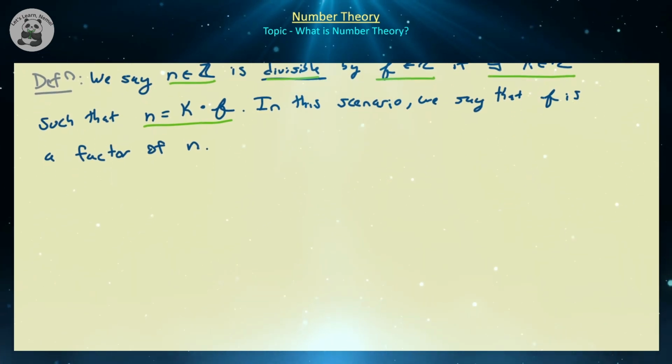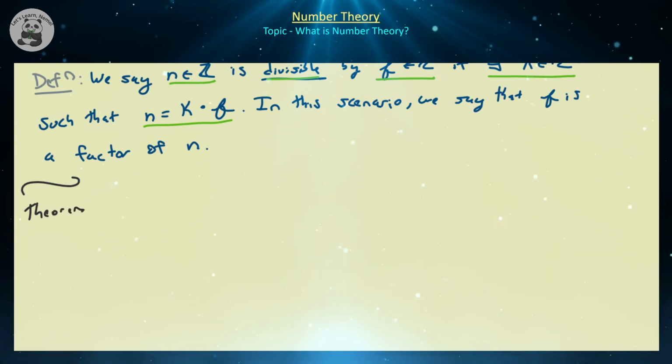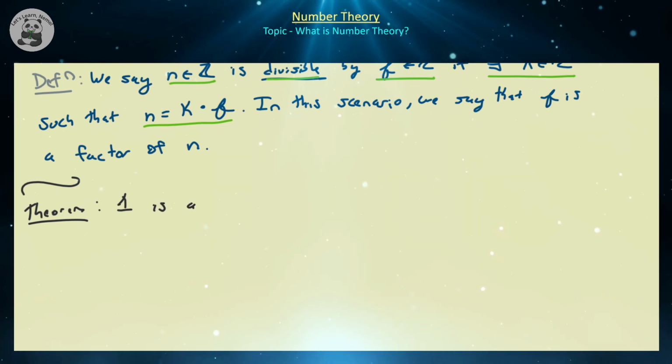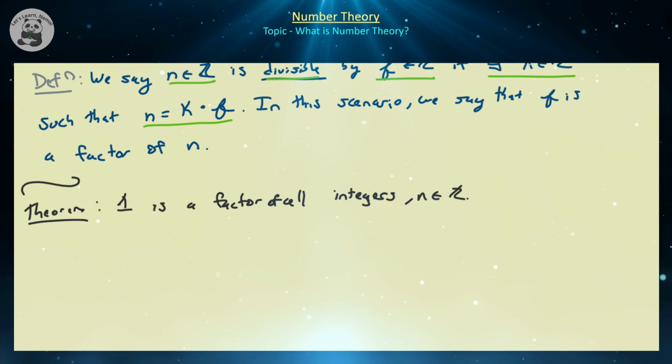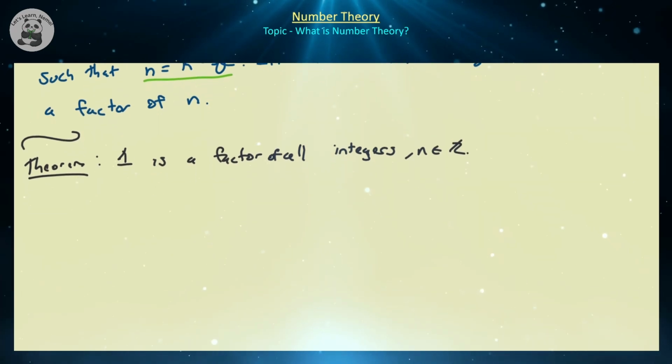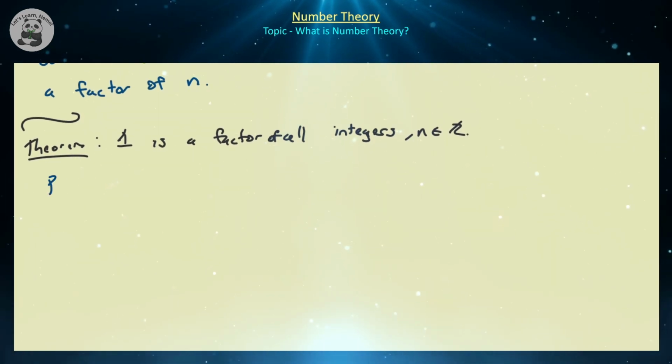So let's see if we can work out a couple important or basic theorems associated to divisibility. In particular, 1 is a factor of all integers in Z. So, how can we prove that 1 is a factor of all integers? Maybe you want to pause this video and prove it by yourself.